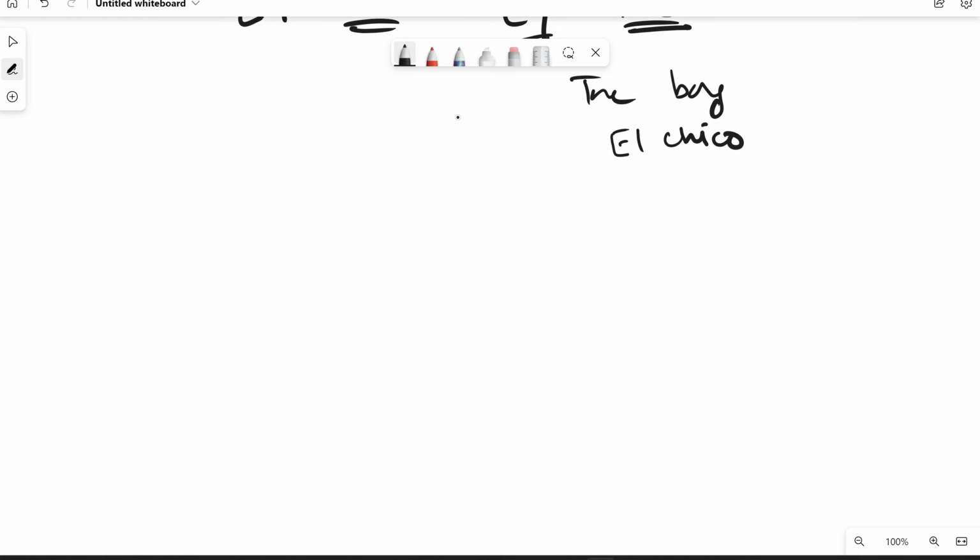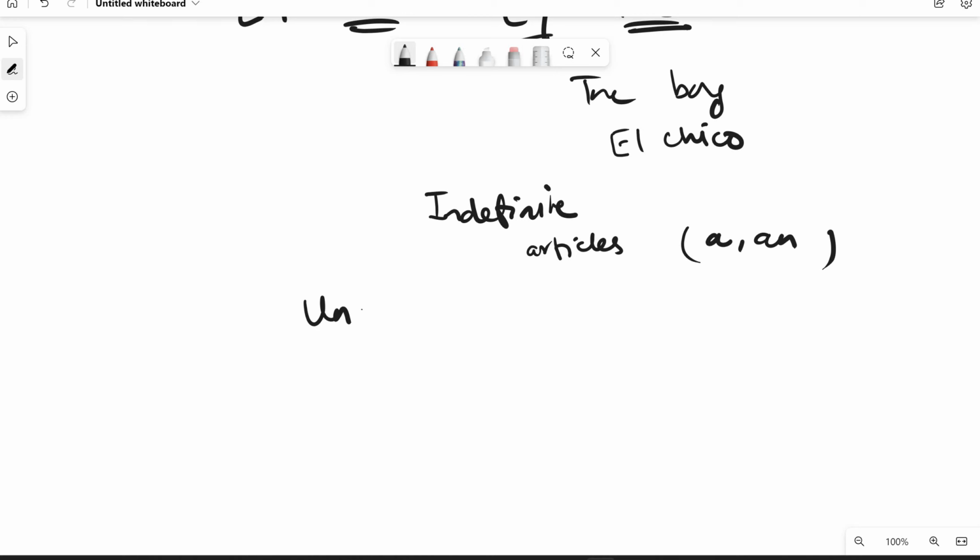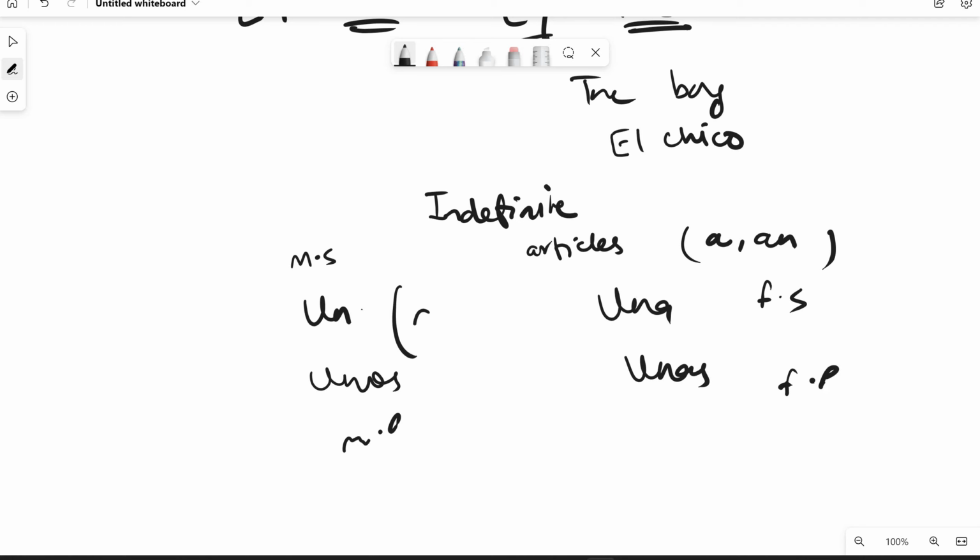You also have indefinite articles. Now, indefinite articles in English are a and an. In Spanish, again, they're divided into four parts: un, una, unos, unas. This is masculine singular. This is masculine plural. This is feminine singular. This is feminine plural. That means a or an, and these are some.